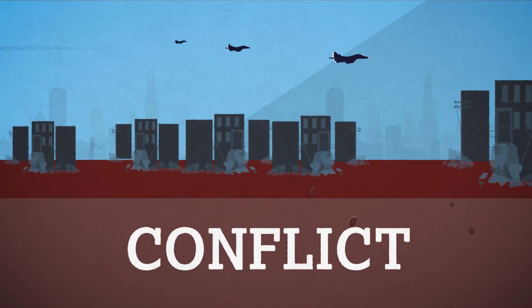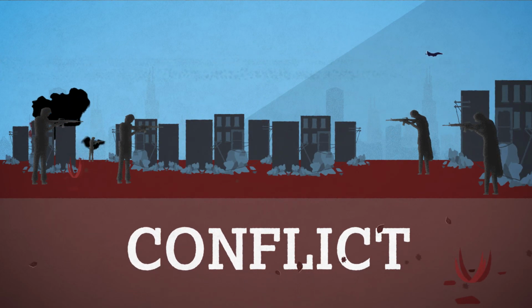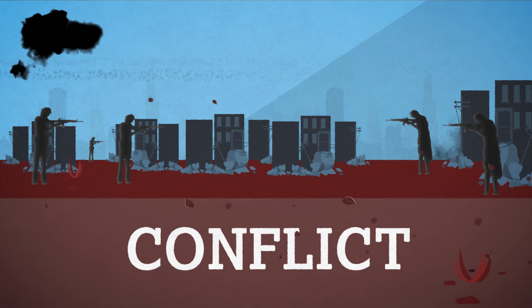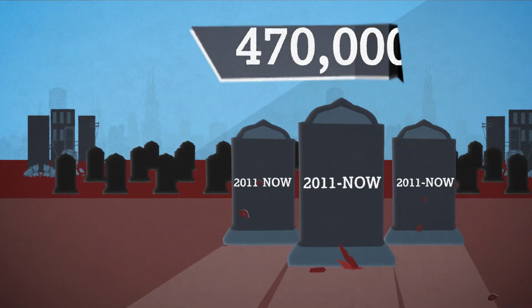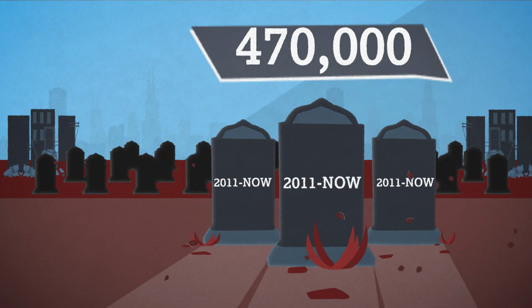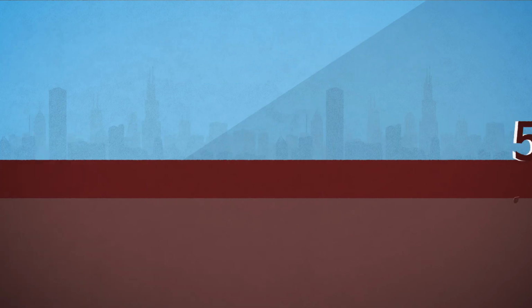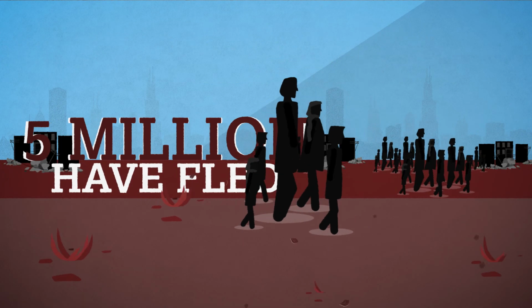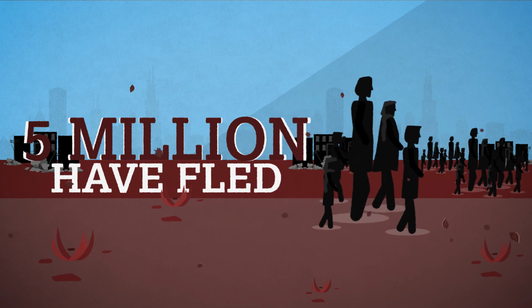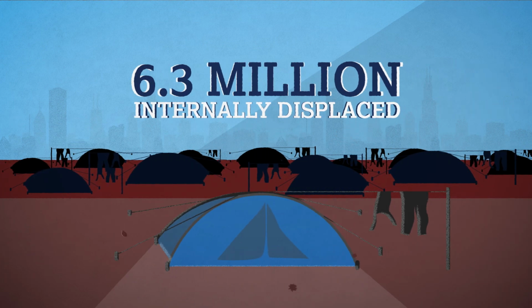For example, as a result of civil war in Syria since 2011, it is estimated that the conflict has caused around 470,000 deaths, both directly and indirectly. 5 million people have fled Syria, and at least 6.3 million people are internally displaced. That's people who have yet to cross a border to find safety.